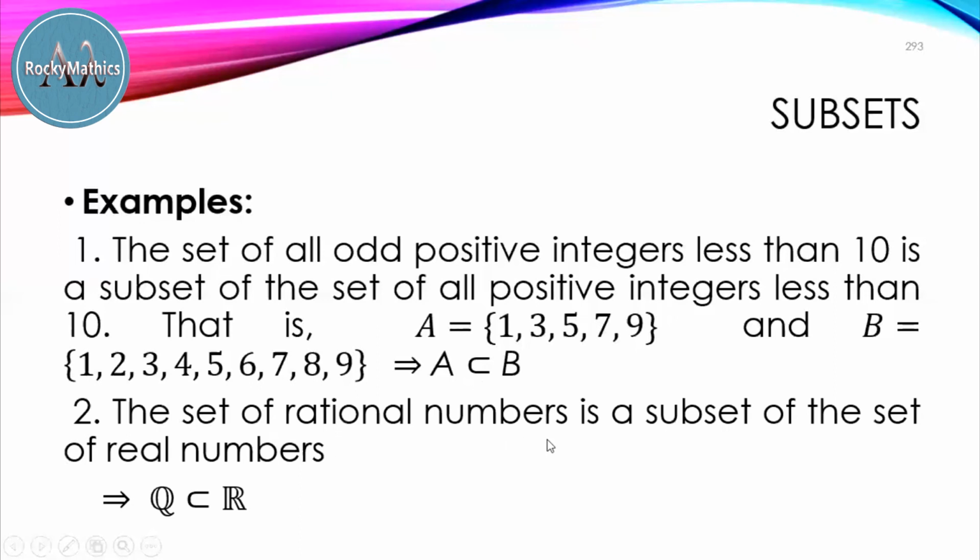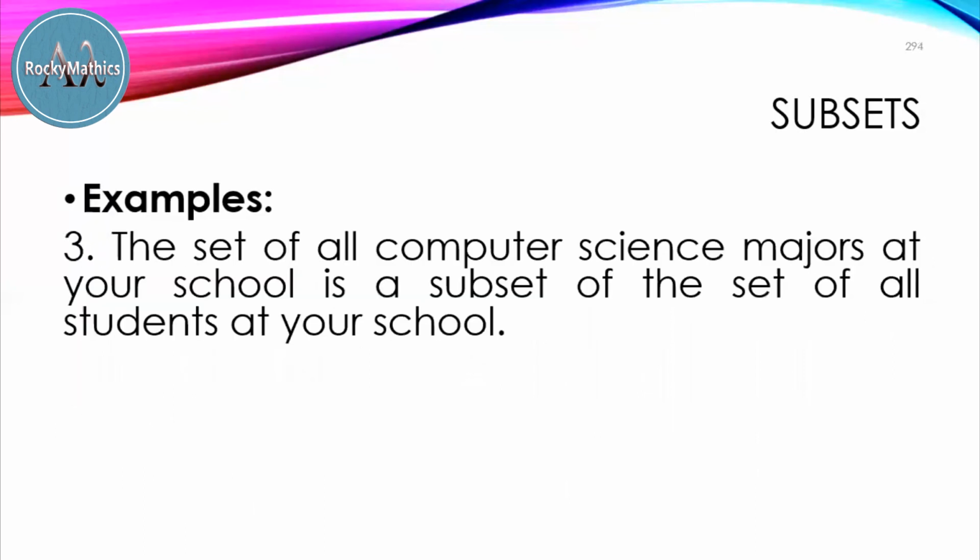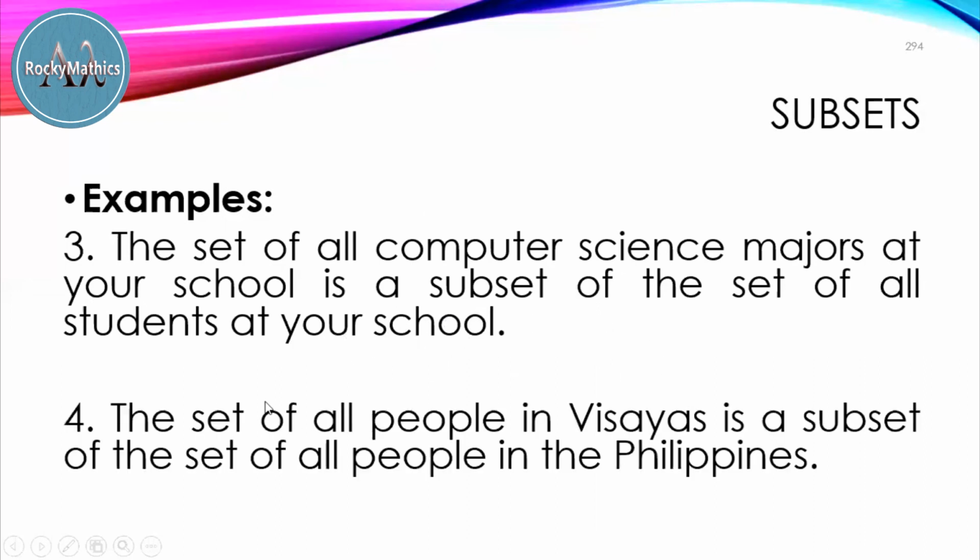Then the set of rational numbers is a subset of the set of real numbers. We have shown this earlier, when we showed the illustration of the Venn diagrams of the set of numbers. So we clearly see that the set of rational numbers is a proper subset of the set of real numbers. Another example, the set of all computer science majors at your school, for example, is a subset of the set of all students at your school. Okay? And number 4, the last one, the set of all people in Visayas is a subset of the set of all people in the Philippines.